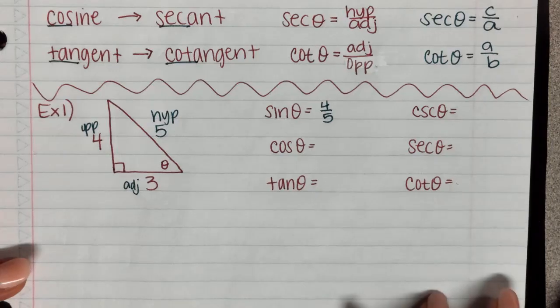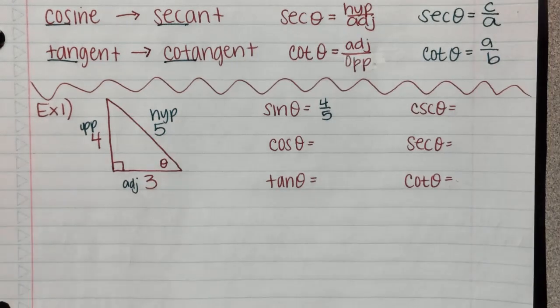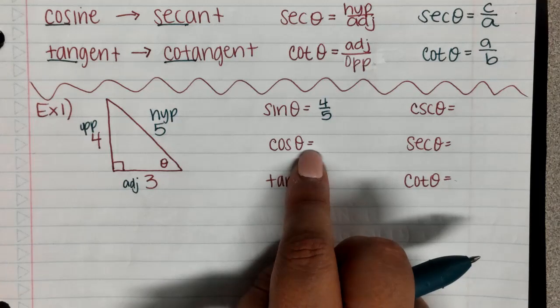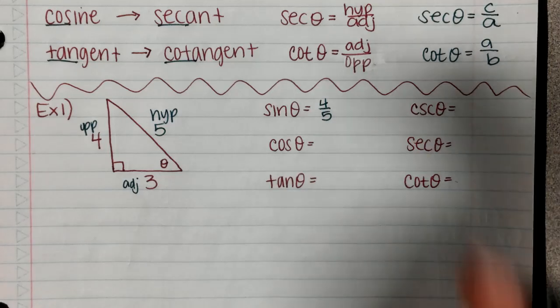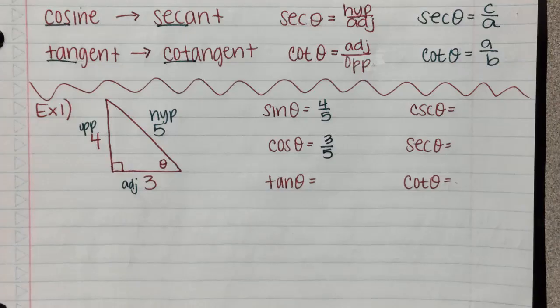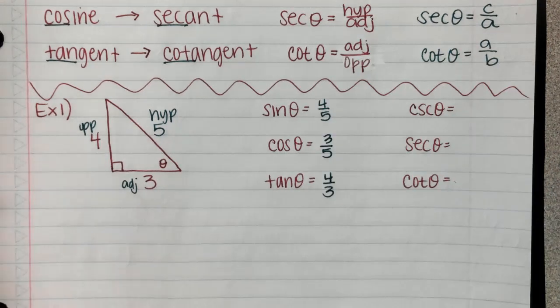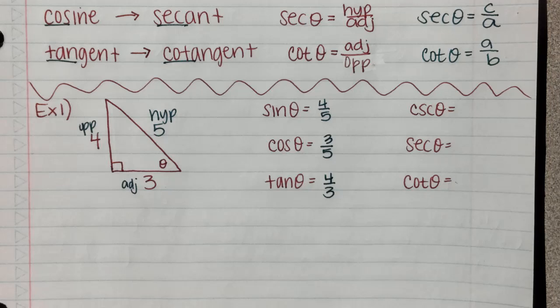You're just giving me ratios for this one. What is my cosine? Adjacent over hypotenuse, which is 3 over 5. And tan, TOA, opposite over adjacent, which is 4 over 3. Do I have any questions?